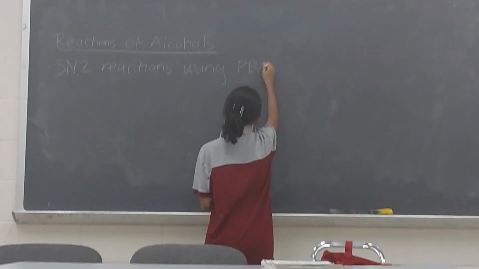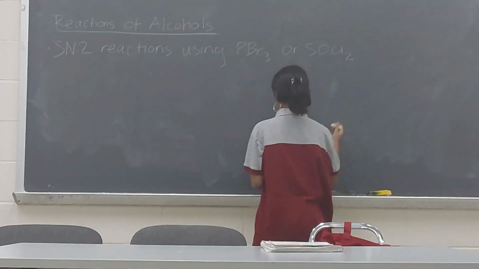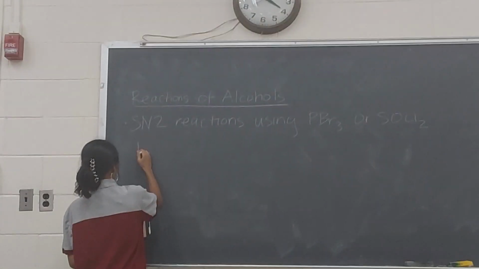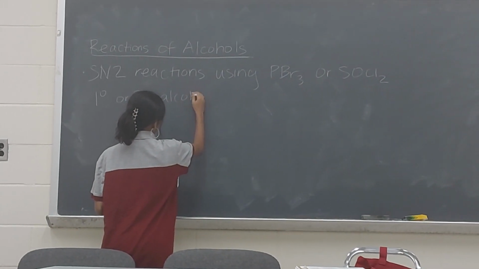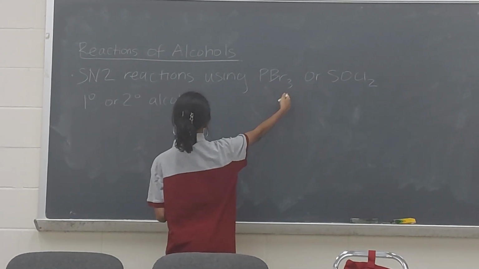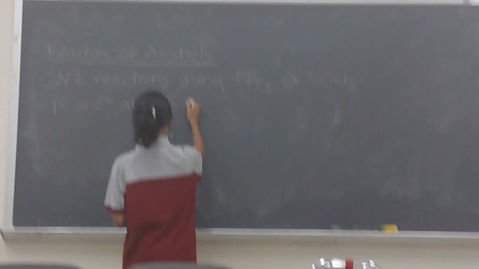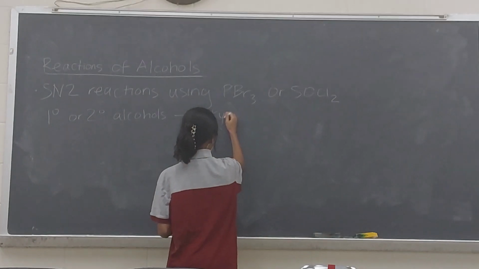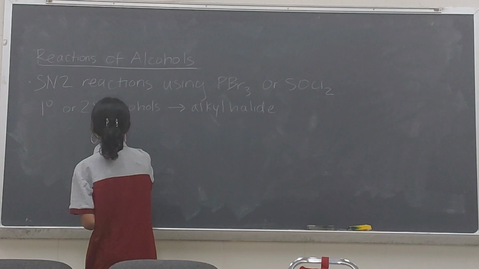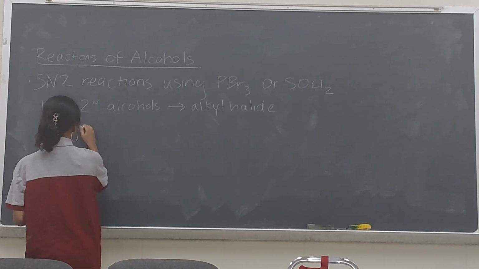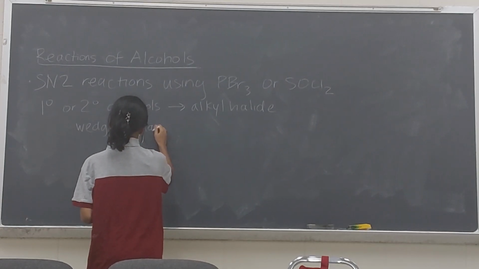One uses PBr3 and the other SOCl2. And that's going to substitute 1 degree or 2 degree alcohols with either Br or Cl. And if the alcohol is on a wedge, we'll turn it to a dash, and vice versa.